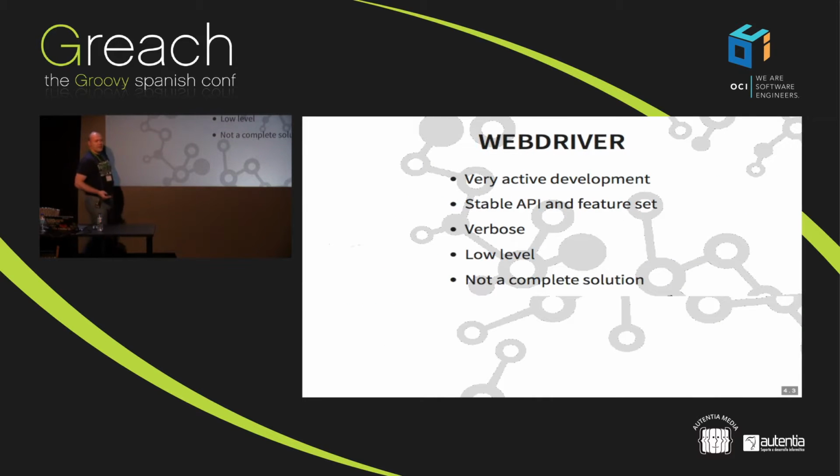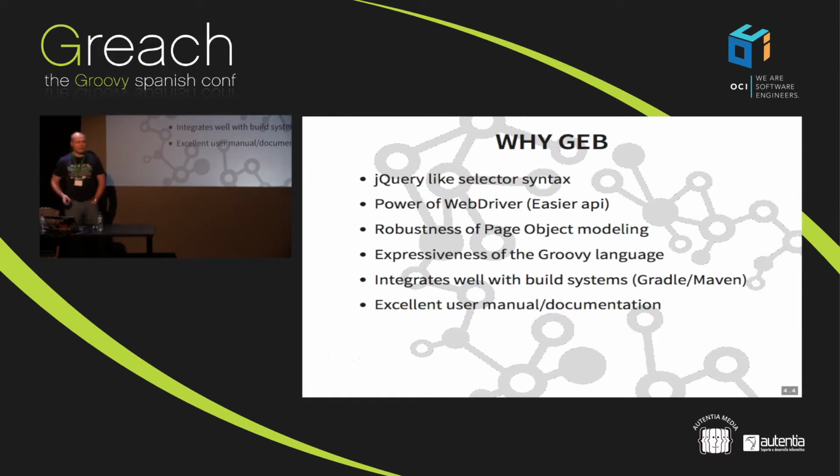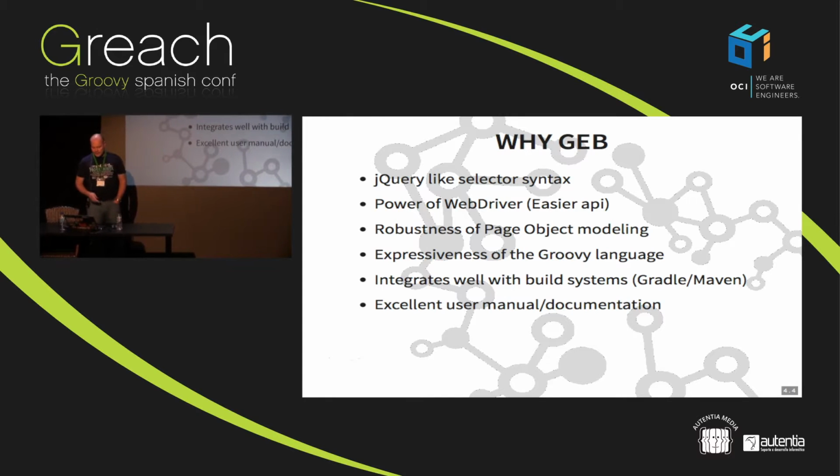So then you can ask yourself, why do we even want Jeb? Since WebDriver is heavily under development, it's an active project, well, it's also quite verbose, and I consider it very low level, and I don't think it's a complete solution. What Jeb gives us is this very easy syntax, jQuery-like selectors, gives us all the power of WebDriver. We can even interact with WebDriver if we want this. Gives us a robustness in how we model our application and our test.